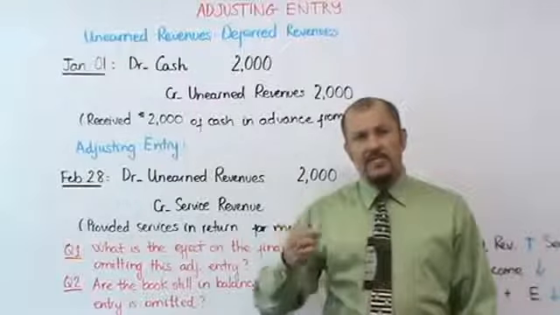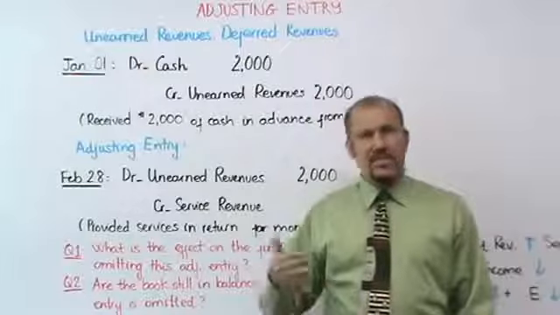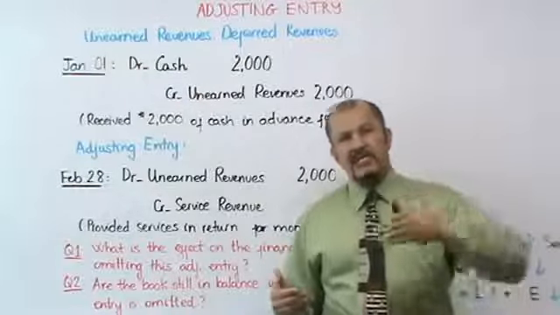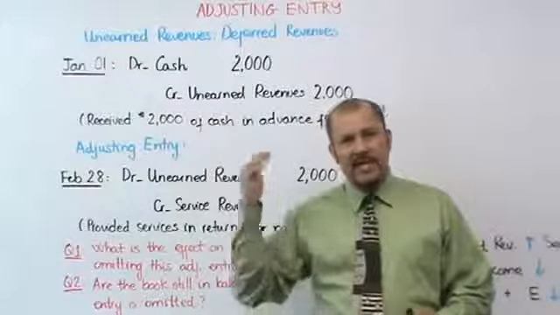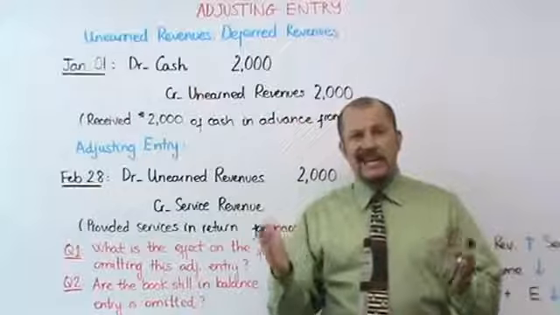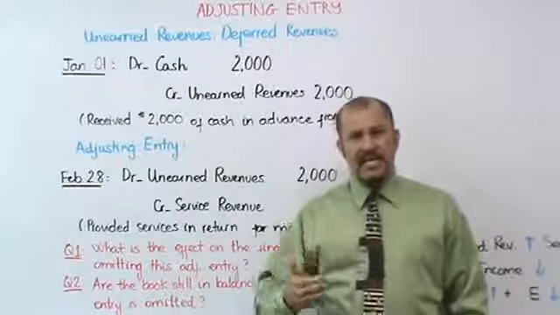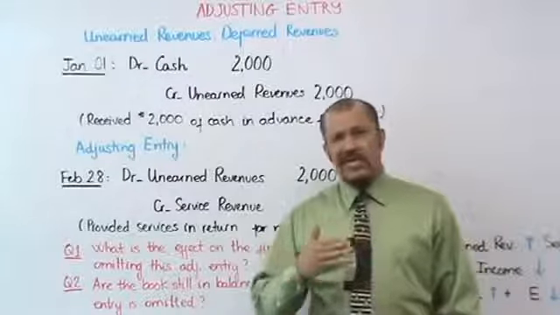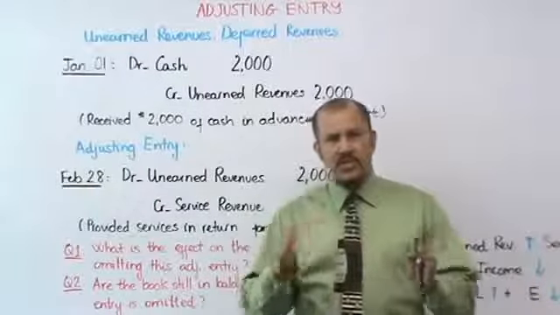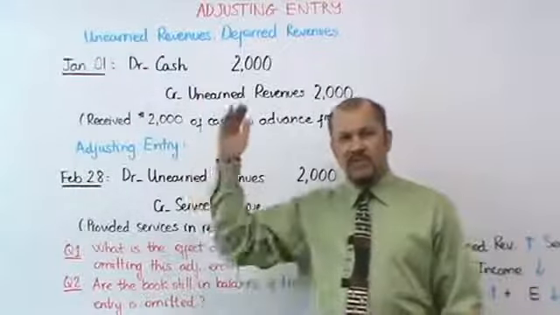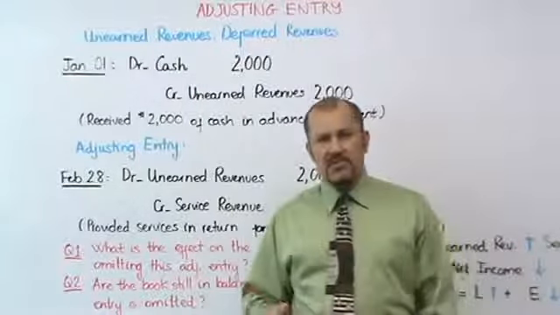One reason for making the entry is to show that he now has earned this $2,000 that he had received last month. And in the process of earning the $2,000, what happens to his liability, his unearned revenue liability? That liability does not exist anymore. Why? Because once he has earned the money, he does not owe the money any longer to the client. So therefore, the adjusting entry we're going to make reflects these two things. We have to reduce the liability by $2,000, and we have to show earned revenues of $2,000.